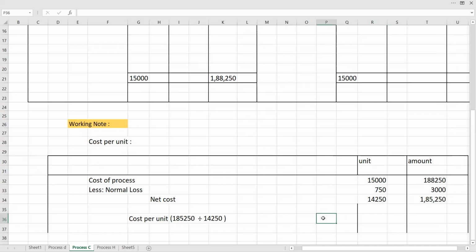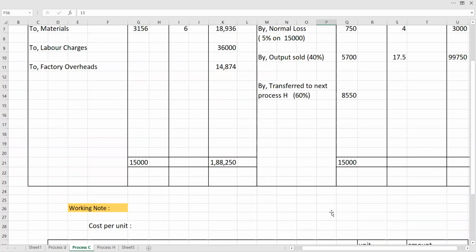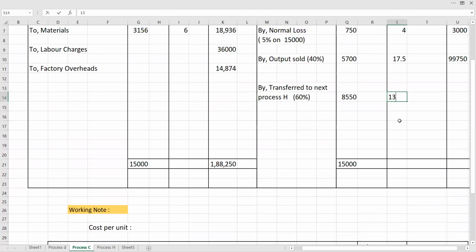See, here is a calculation. And the answer is 13 cost per unit. 1,85,250 divided by 14,250, answer is 13. So here is a rate 13. Then we have to calculate the amount. So units into rate, we will get our amount. 8,550 into 13, and the amount is 1,11,150.